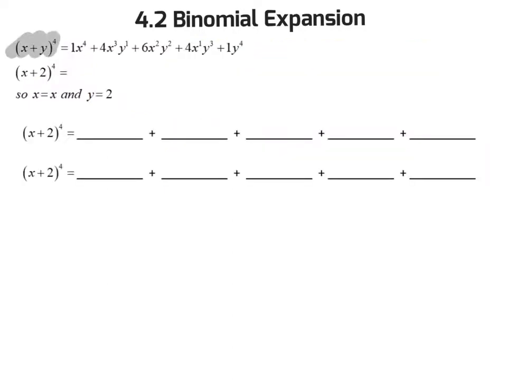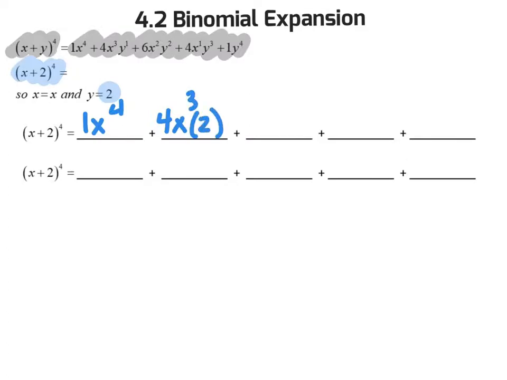So if the generic expansion looks like this, and you and I are actually expanding x plus 2 to the 4th, what that ultimately means is wherever there's a y, we're going to drop a 2. So it would look like this. 1x to the 4th, 4x to the 3rd, and y to the 1. So we're going to drop a 2 there. 6x squared, y squared, which would be 2 squared. 4x, y cubed, 2 cubed.